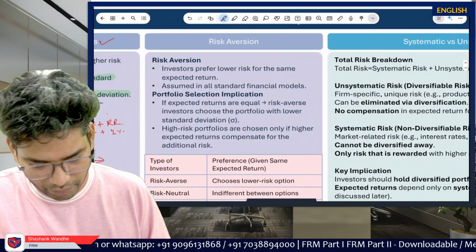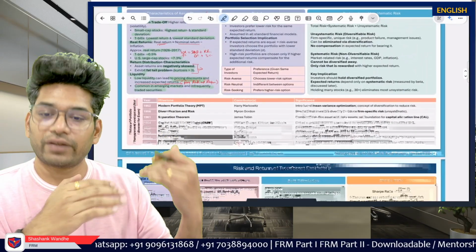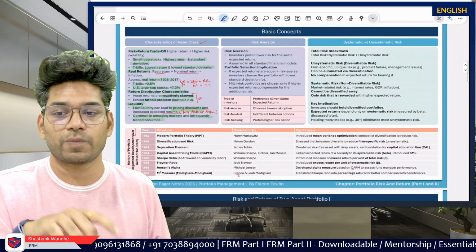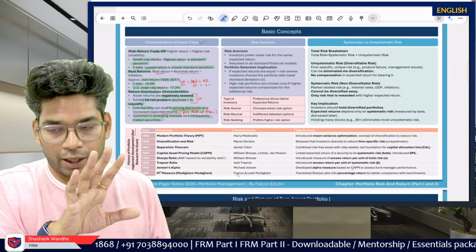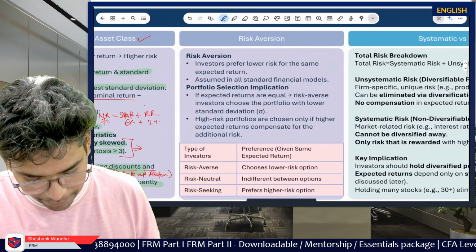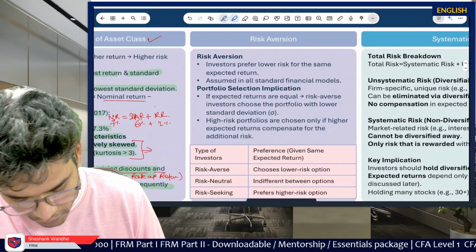Now let's see, just understand that these are different theories. Again, I'm repeating this: you don't have to remember anything related to this particular historical data for your exam. This is my addition to this particular chapter. Now, what is the concept of risk aversion?